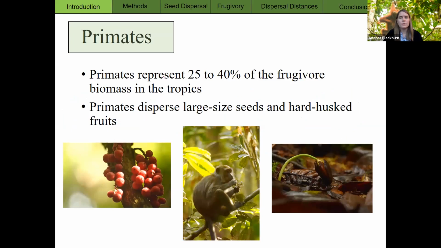Primates are known frugivores, as most all primates consume some fruit, and many disperse seeds. Primates represent between 25 to 40% of the frugivore biomass in the tropics, suggesting that primate seed dispersal contributions are impactful. Unlike smaller frugivores, primates can often disperse large-sized seeds due to their large body sizes. Additionally, primates have high manual dexterity, allowing them to manipulate hard-husked fruits. So often primates have important and unique seed dispersal roles.